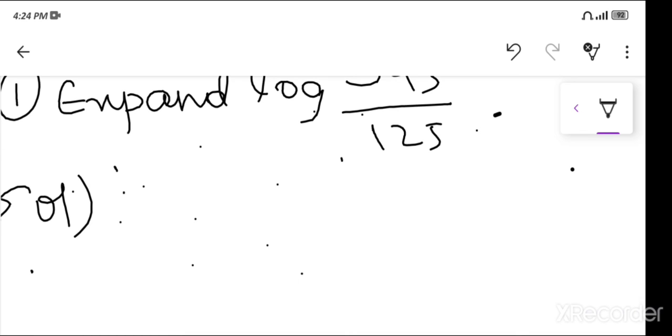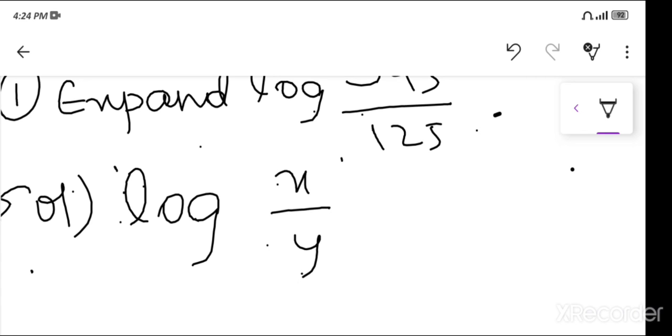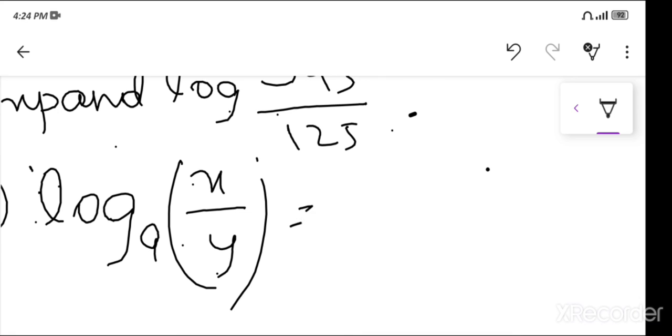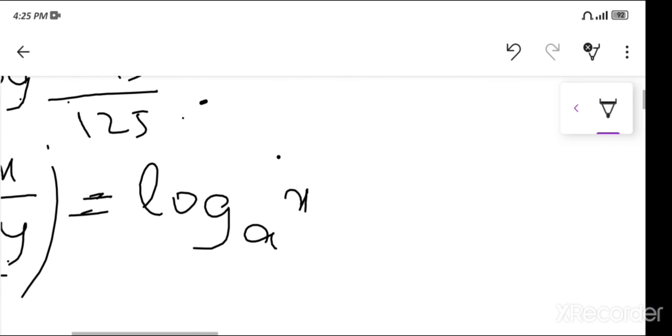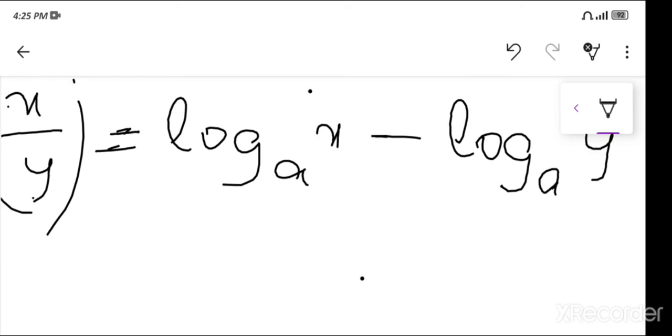So I'm going to write the formula first. Log x by y to the base a is going to be log x to the base a minus log y to the base a.